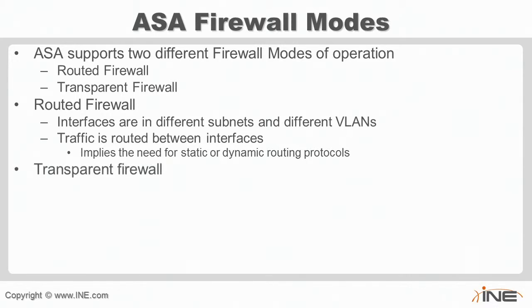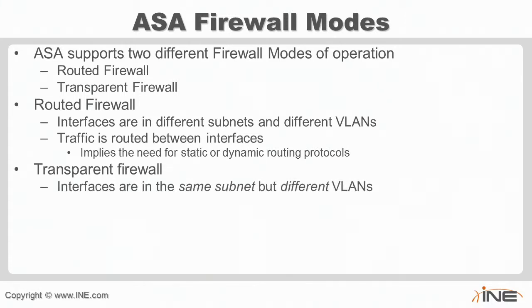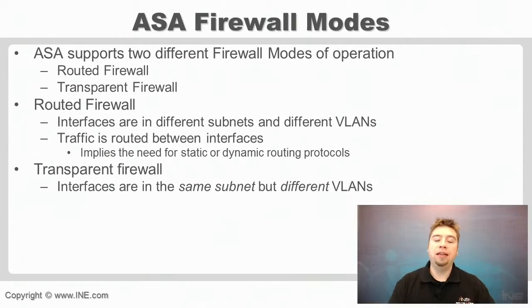But ASA also supports transparent firewall, which means that the interfaces can be in the same subnet, but they would be in different VLANs. So this type of design is generally less invasive to the rest of the network design because we don't have to renumber the network or we don't have to change the routing protocol design. We could put the transparent firewall behind our edge routers or in front of our web servers, and we're really not going to have to reconfigure anything other than the layer 2 VLANs that are configured on the switches.